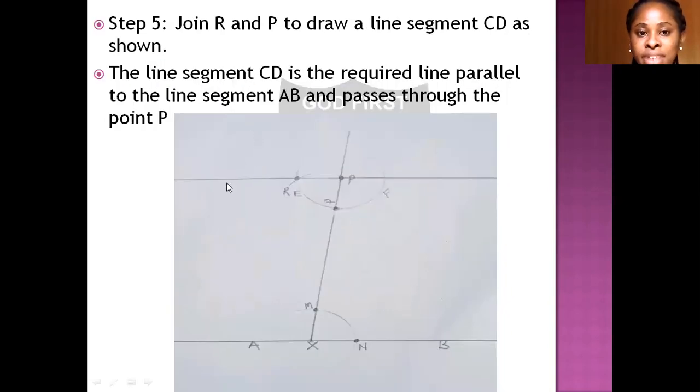With this, step five, join R and P together to give us the required line, CZ. This is the required parallel line. We have A and B, and CZ is parallel to AB. You can see it. When you follow the five steps, step one to five, you should be able to construct a parallel line accurately without making any mistake.